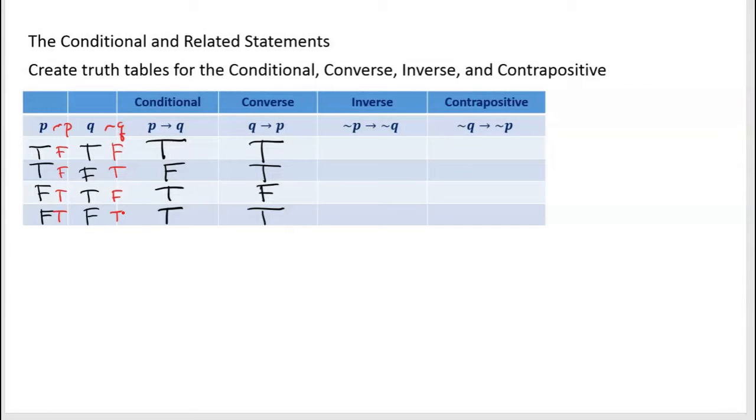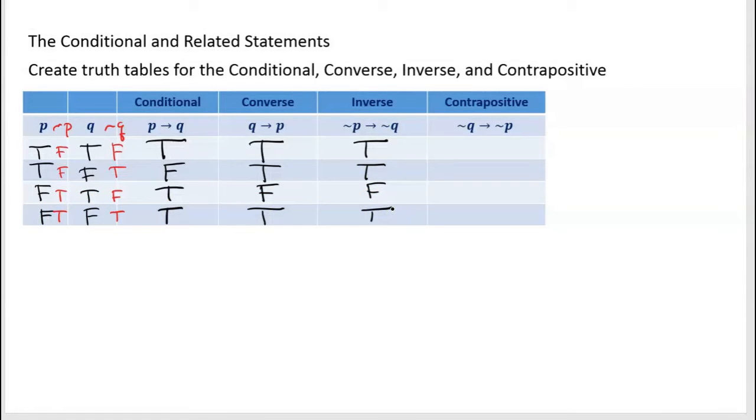So if I do not P implies not Q, what am I doing? Remember, if thens, true true is true. True false is false. And if you start with a false, it's always true. So look here, I'm starting with a false. False implies false. I'm using my red ones. That's going to be true. False implies true is true. True implies false is false, right? That's the only one that's false. True implies true is true.